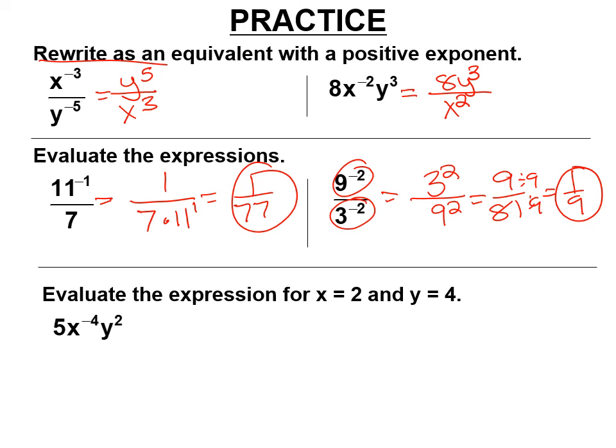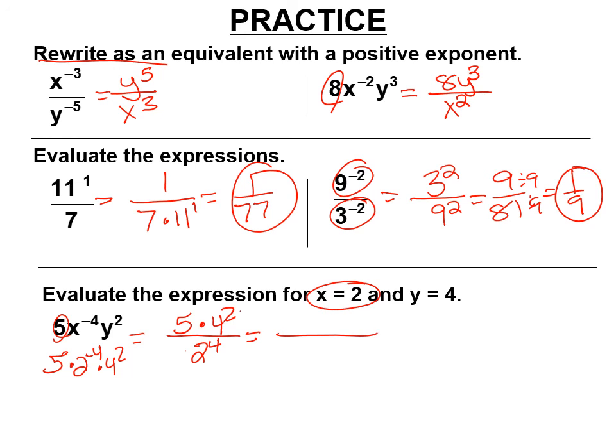All right, so here's just like that 8. This 5 is going to stay where it is. Let's rewrite it: 2 to the -4th times 4 squared. 2 to the -4th will go down to the bottom and become 2 to the 4th. The 4 squared will stay where it is. So we have 5 times 4 squared over 2 to the 4th, which is 2 times 2 times 2 times 2, which is 16.